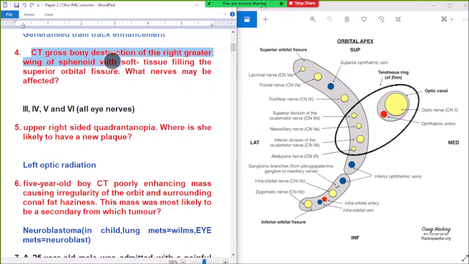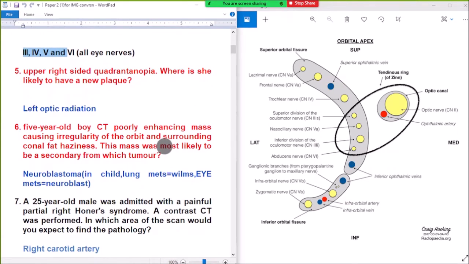This scan shows gross bony destruction of the right greater wing of sphenoid, involving the superior orbital fissure. What nerves may be affected? 3, 4, 5, and 6. All are eye nerves. Remember this mnemonic: with superior orbital fissure destruction, all the eye nerves 3, 4, 5, and 6 are affected. All these are the nerves involved in eye movements. Now, question number 5.